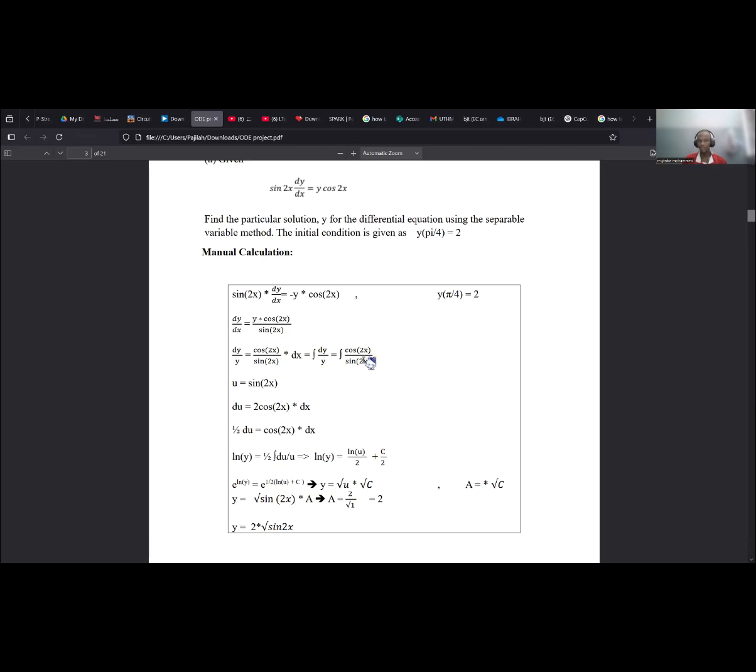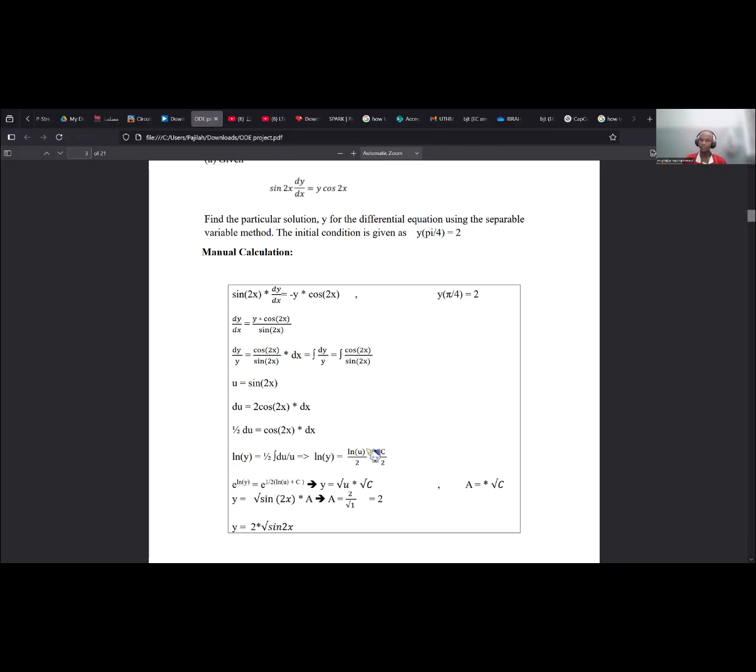The right side is integrated using substitution by u, where u equals sine 2x and du equals 2 cosine 2x times dx. So we have half du equals cosine 2x times dx. After that, we have the left side as ln y, and we're going to get rid of the ln using the exponential. After we solve, we are left with y equals the square root of sine 2x times a.